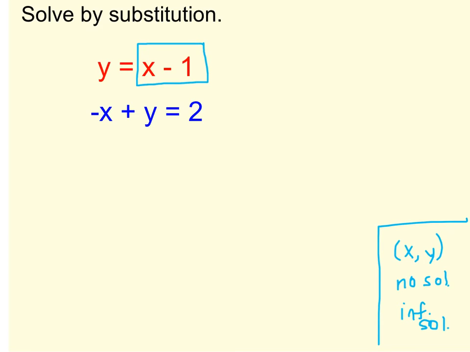Now this x minus 1 will get substituted into this bottom equation. Because it's y equals, it's going to go in for the y. So then we just rewrite the equation. Negative x plus, so we just did this negative x plus. Now instead of this y, we're replacing it with x minus 1, and then we continue writing our equation equals 2.